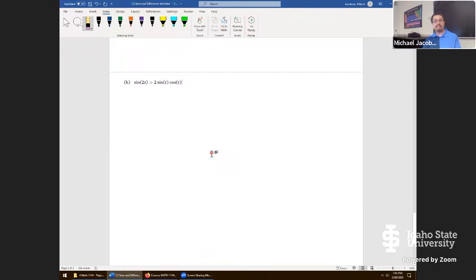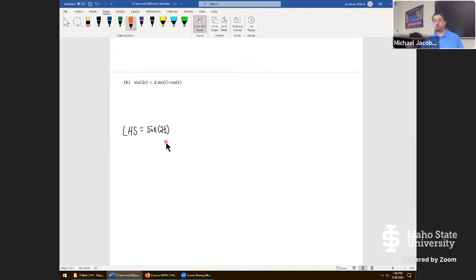It is a trigonometric identity, so we have to start on one side and just start working it until it looks like the other side. And it's a weird one because it turns out the left-hand side is the easier side to work with. So let's begin by saying left-hand side is sine 2t. Our objective is to make it look like the right-hand side, 2 sine t cosine t.